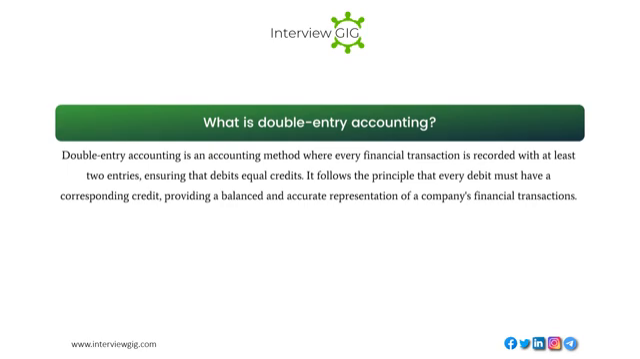What is double-entry accounting? Double-entry accounting is an accounting method where every financial transaction is recorded with at least two entries, ensuring that debits equal credits. It follows the principle that every debit must have a corresponding credit, providing a balanced and accurate representation of a company's financial transactions.